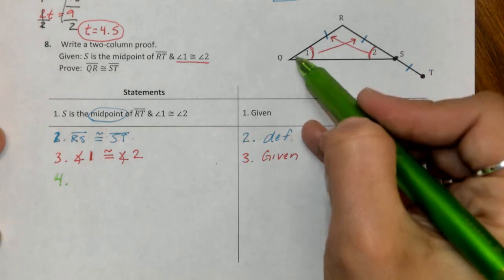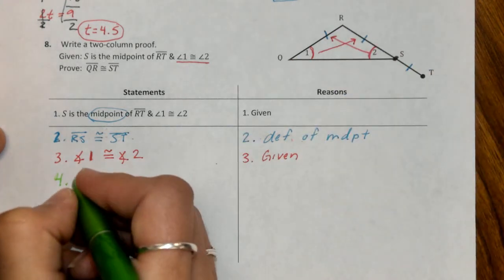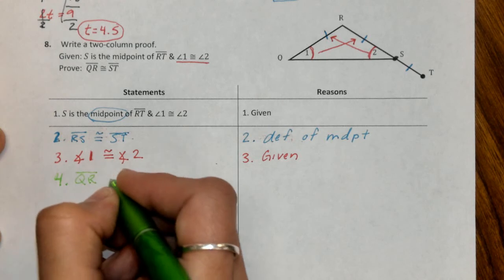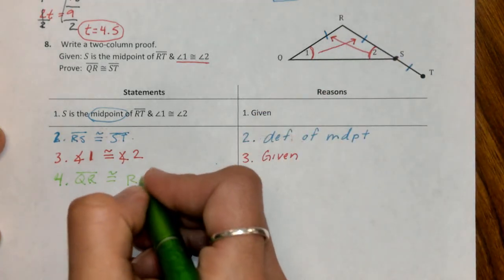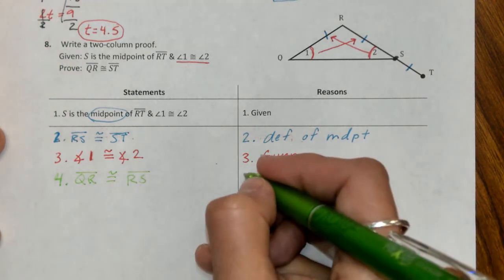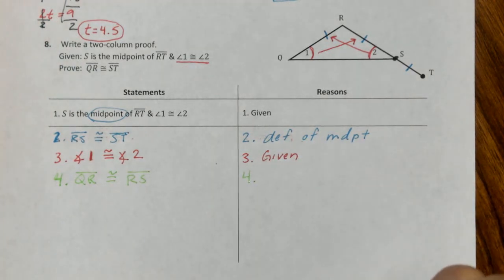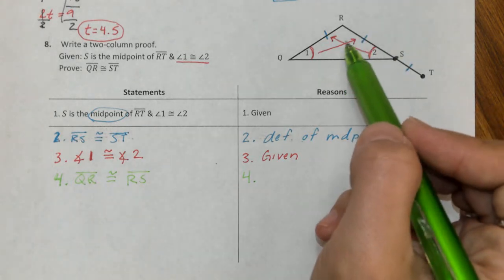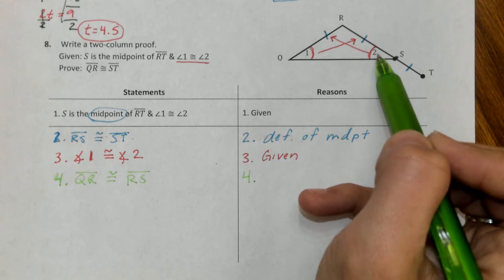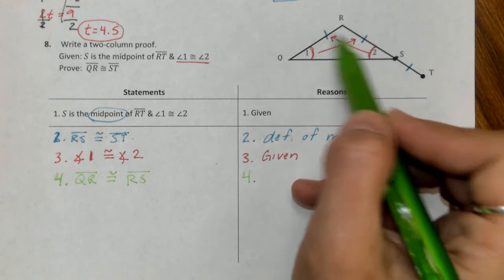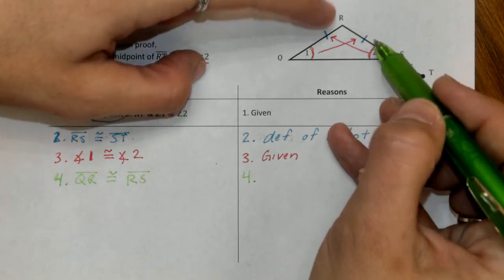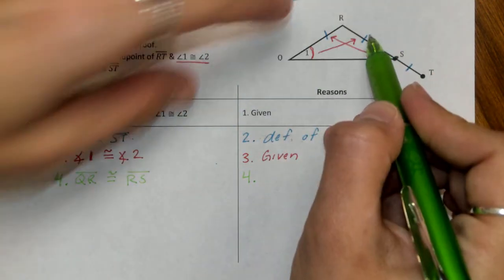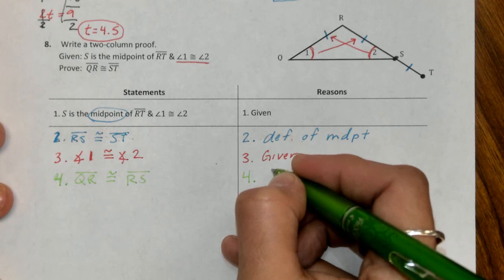that segment QR is congruent to segment RS. And why are we allowed to do this? Well, this is going to introduce a new theorem to you. The theorem that the two angles across from congruent sides are congruent, as well as the two sides across from two congruent angles are congruent. This is your isosceles triangle theorem.